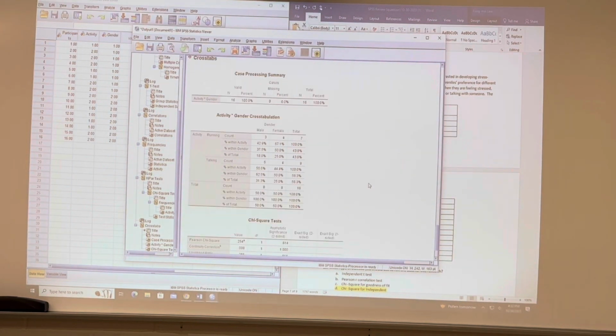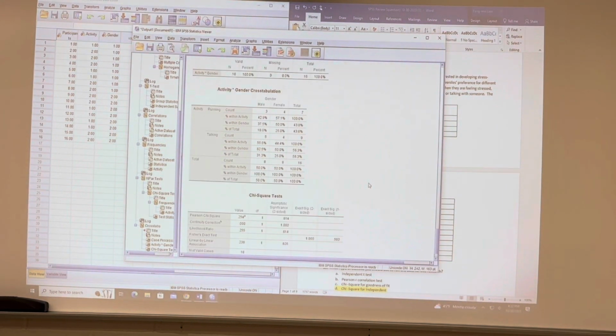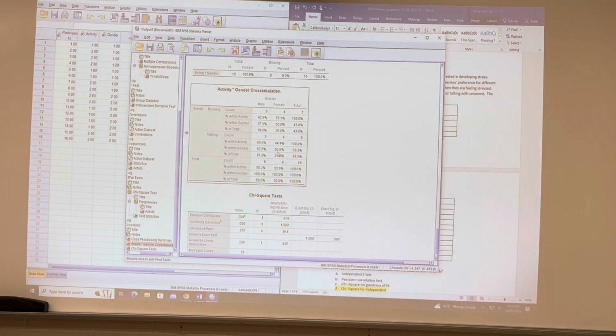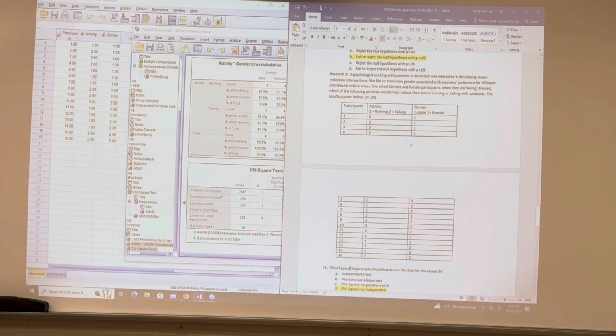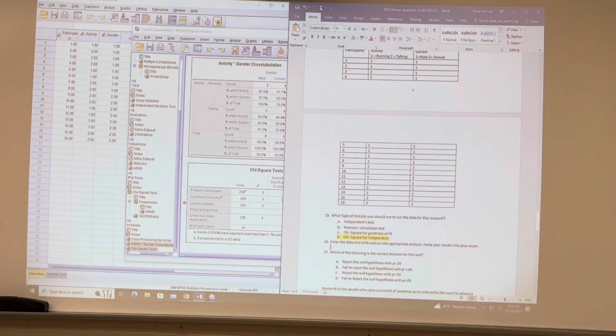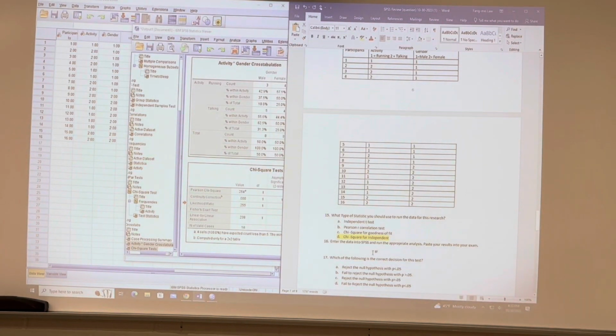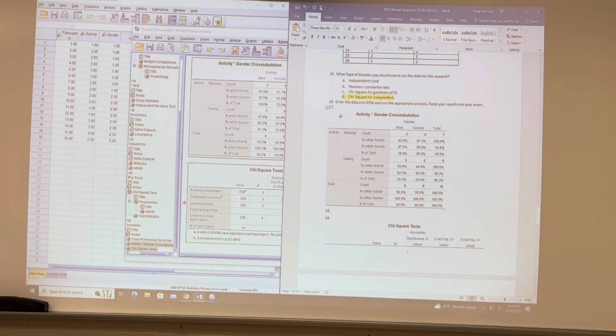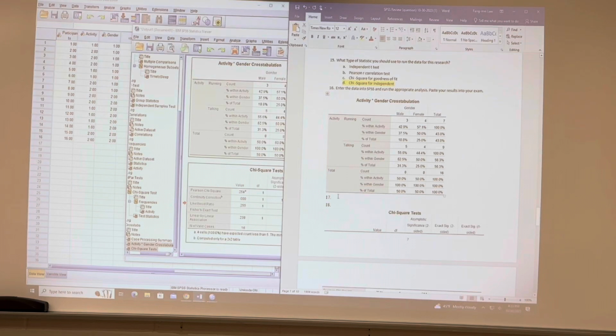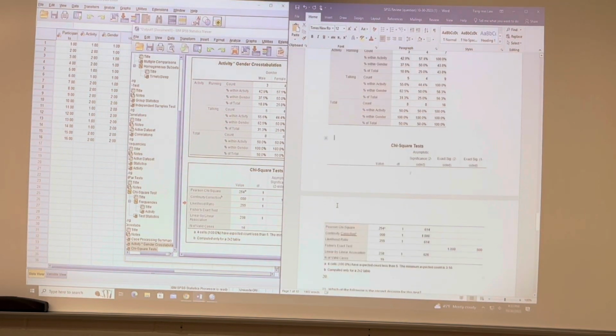Okay, so they give you 3 tables. I only need the bottom 2, okay? Okay, so I'm just going to copy them to number 16.